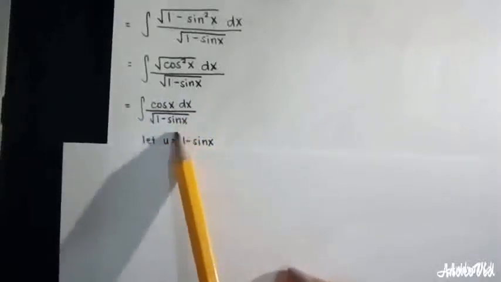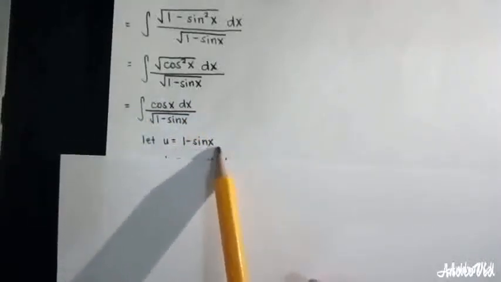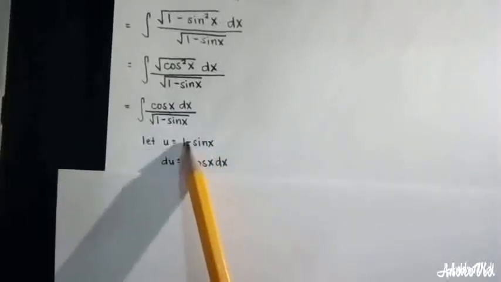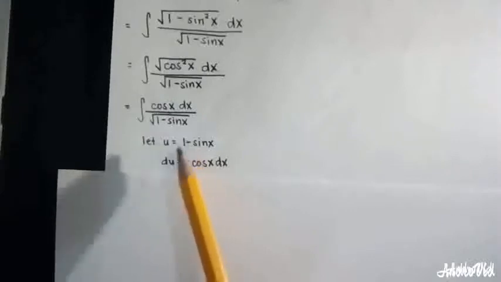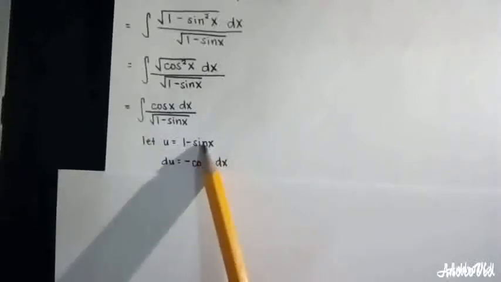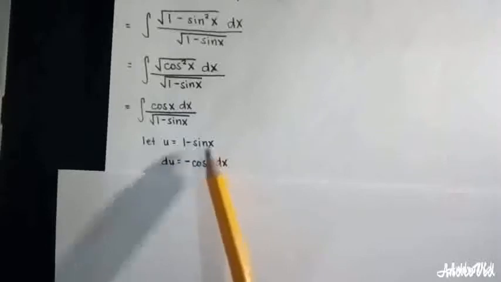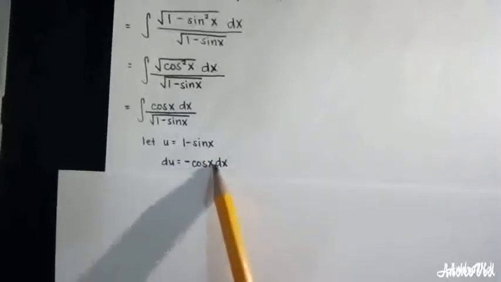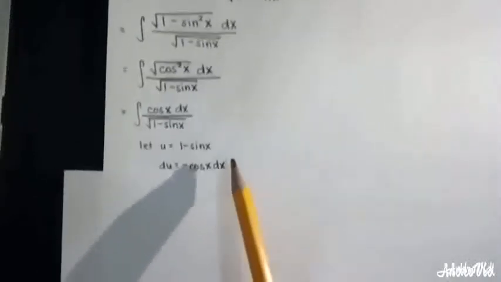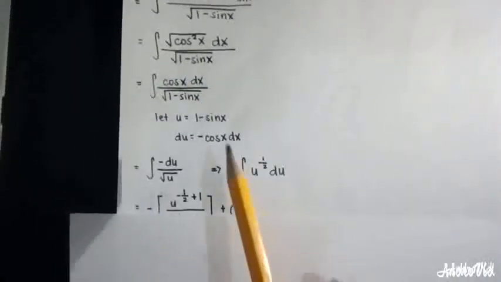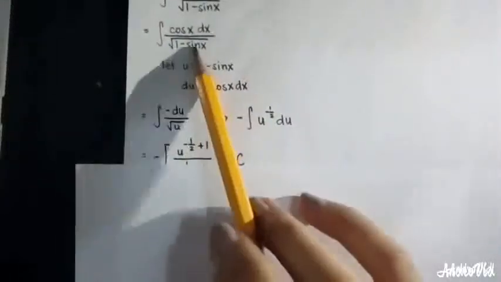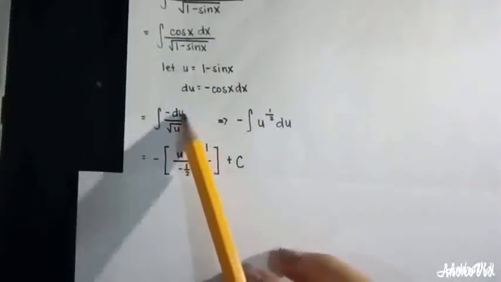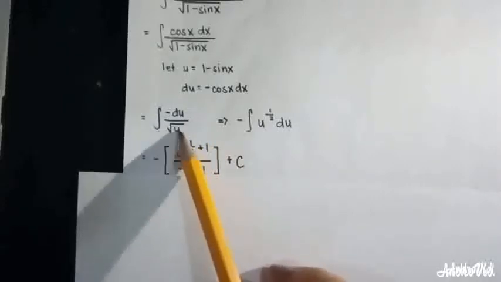So we're going to let u be 1 minus sine x to make our lives easier. So du would be, the derivative of 1 is just 0, 0 minus sine x. The derivative of sine x is cosine x dx, so that would give us negative cos x dx. From that, we're going to substitute that into the original equation. That would give us negative du all over the square root of u.